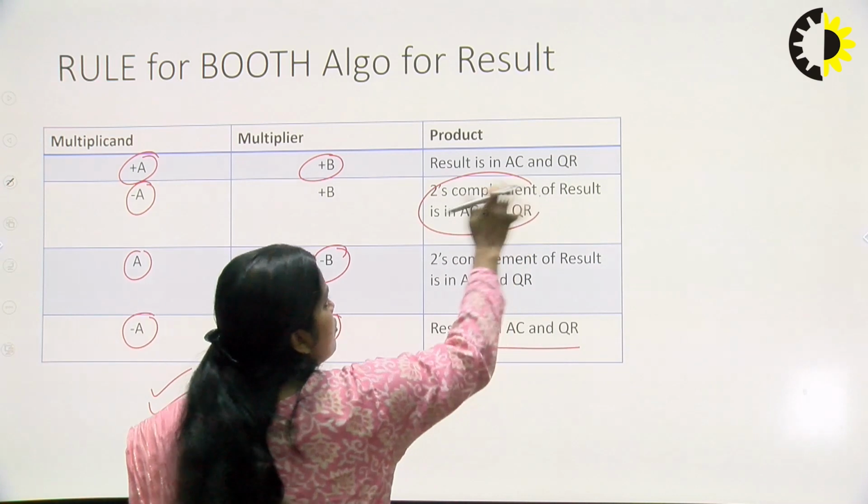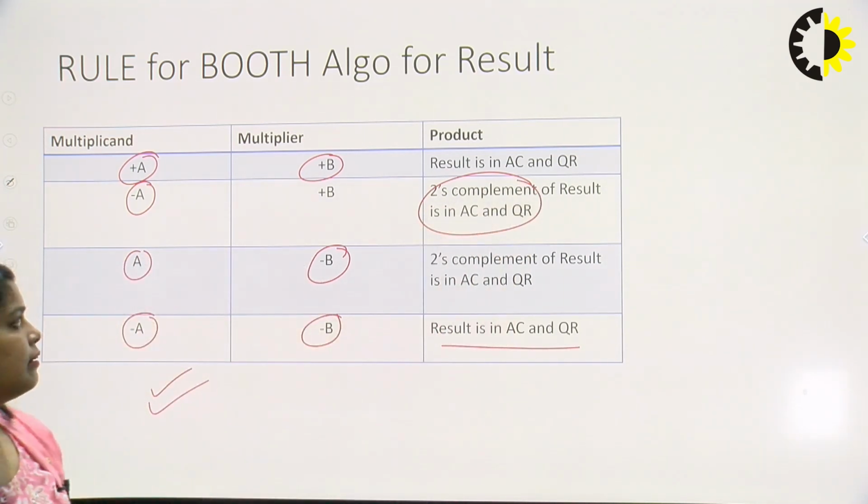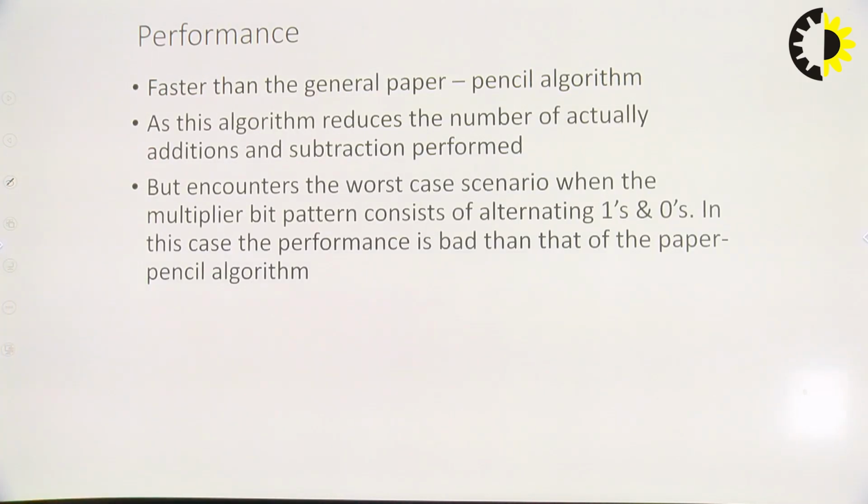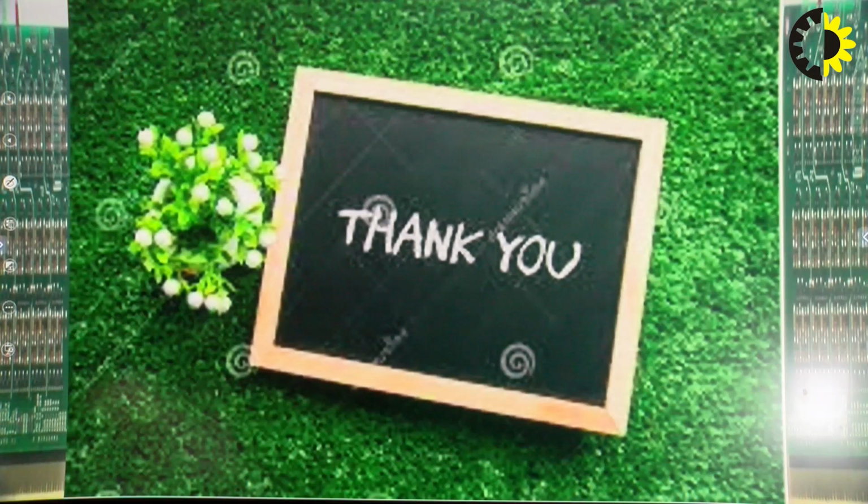Take the 2's complement of this particular value and then take this particular result. So this is the performance of the Booth algorithm. It is faster and it reduces the number of actual value. So thank you.